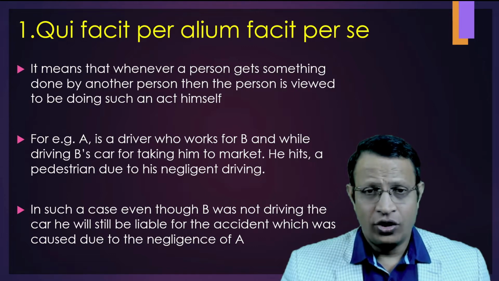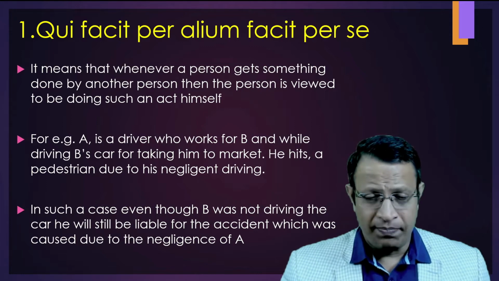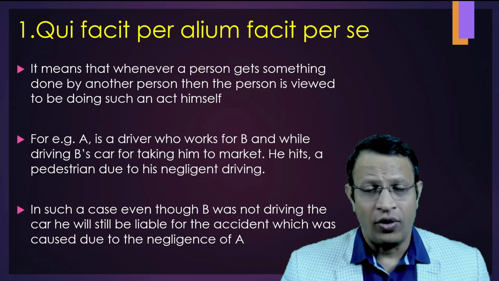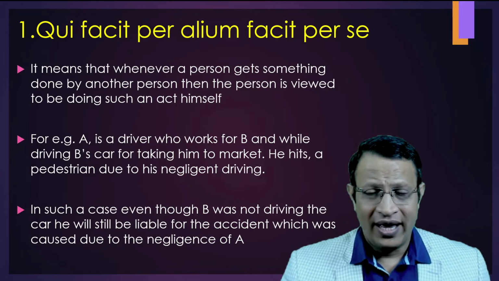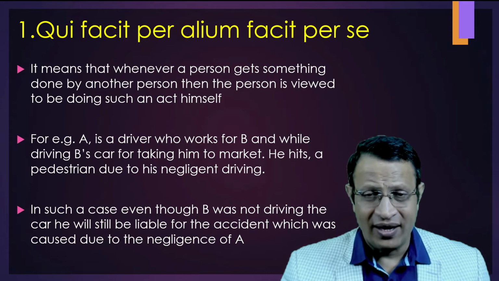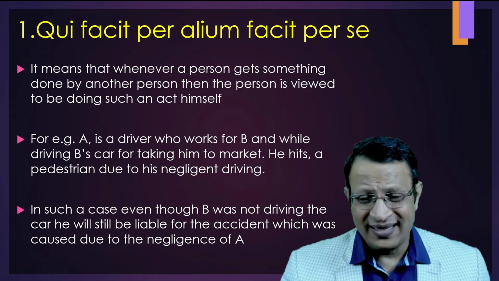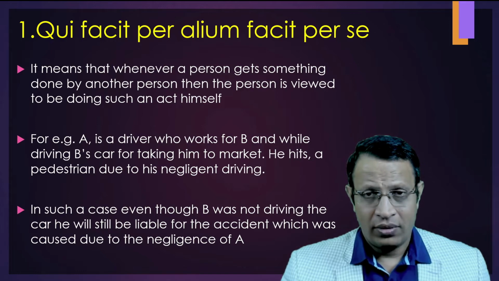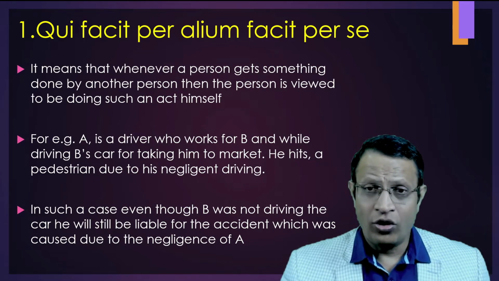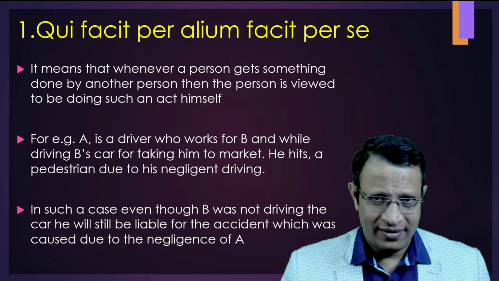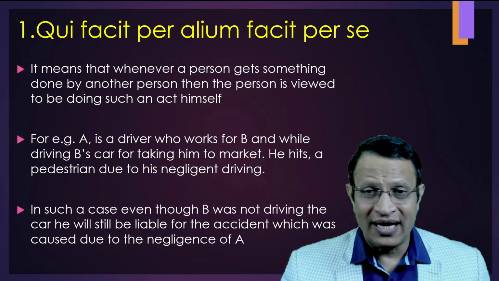The first one is Qui facit per alium facit per se. It means that whenever a person gets something done by another person, then the person is viewed as doing such an act by himself. For example, Mr. A is a driver who works for Master B. While driving Master B's car, A drives rashly and hits a person called C. Now, though the vehicle was driven by A, Mr. B will also be held liable for the accident. In such a scenario, that is called vicarious liability.